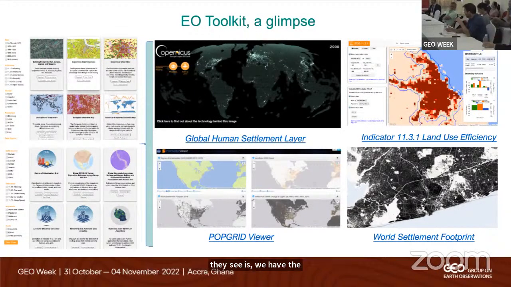We have the PopGrid viewer that gives a quick understanding of the differences between population datasets, so that you can evaluate the values you may be getting using the same workflow but different population datasets. And the World Settlement Footprint is also a step in this direction regarding the city extent and actual human settlement extent that goes back chronologically as well. And lastly, I just put one example, but I saw Yifang earlier. This is a calculator for SDG indicator 11.3.1 regarding land use efficiency. Next slide, please.